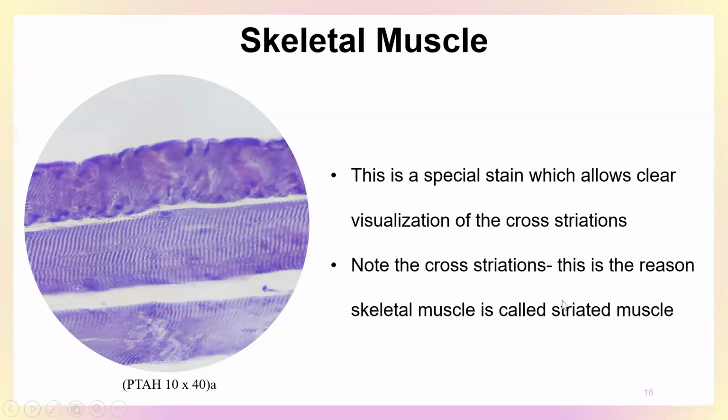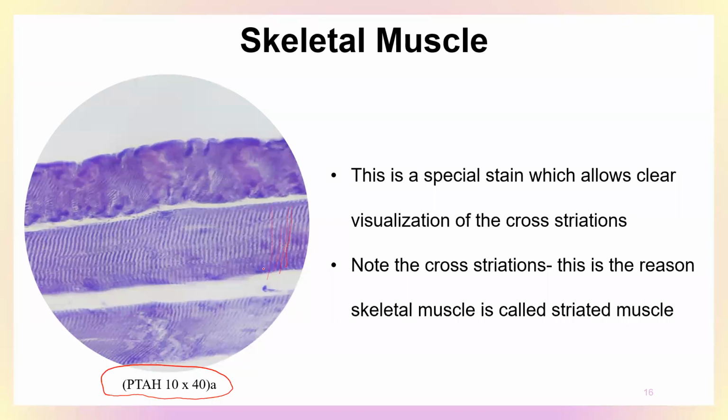Okay, so again, if you want to look at these cross striations properly, if you put 60, you can see almost all of the cross striations, right? So here you use a special stain which allows very clear visualization of the cross striations. Here we have used a special stain called PTAH and high power view, 10 to the power 40, to look at the cross striations, right? So you can see the darkly staining areas, the lightly staining areas, and all those things.